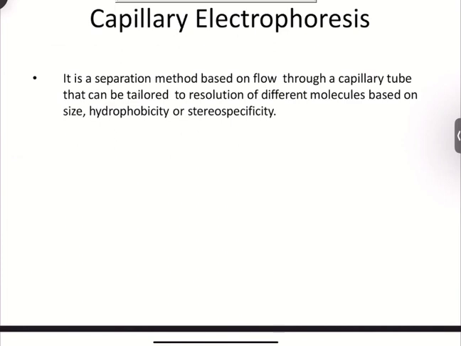Next is capillary electrophoresis. It is a separation method based on flow through a capillary tube that can be tailored to resolution of different molecules based on size, hydrophobicity, and stereospecificity. So earlier we had filtration, gel filtration, used in identification of your proteins based on size. Next is hydrophobic chromatography, which uses hydrophobicity in testing. Okay, those are incorporated with your capillary electrophoresis.